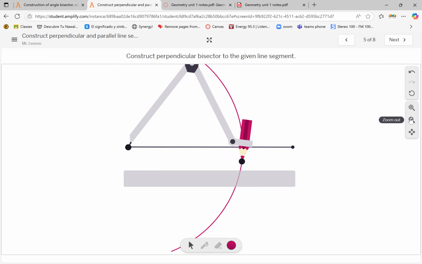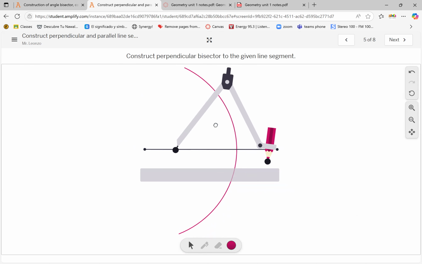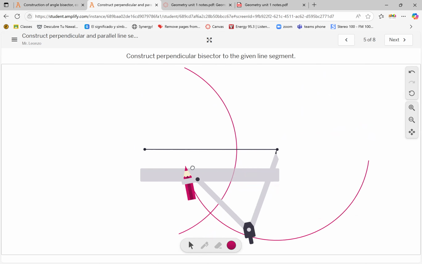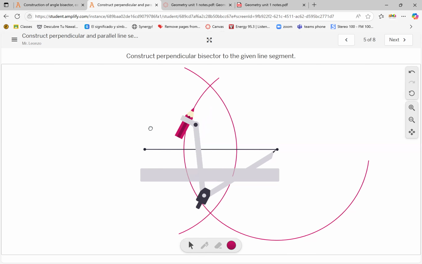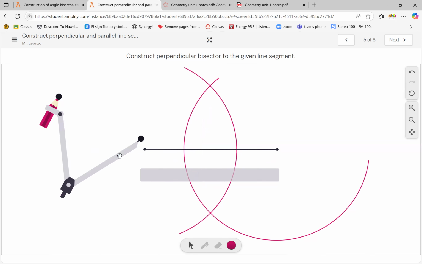Let me zoom out. You guys see? You guys can zoom out. Now, keeping the same aperture here, let me move my compass to this other endpoint with the pencil. Don't change the aperture of the compass. With the pencil, I'm gonna go like this. Now, I just created two intersections. Here, there's one, and here, there's another one. You don't have to draw these points. I'm just drawing them so we can see them.